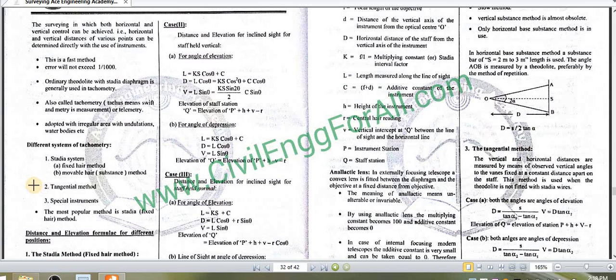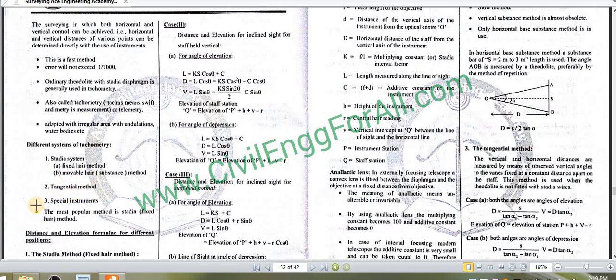After that there is the tangential method. In this method, a simple theodolite is used. There is no need to use an analytic lens or a stadia diaphragm having three hairs. So a normal theodolite can also be used. The only difference is that the staff used in this method has targets at the top and the bottom. First you take the target on the upper side, then you take the target on the bottom side, and you measure the vertical angle, and based on that you can calculate the distance. This is basically the tangential method.